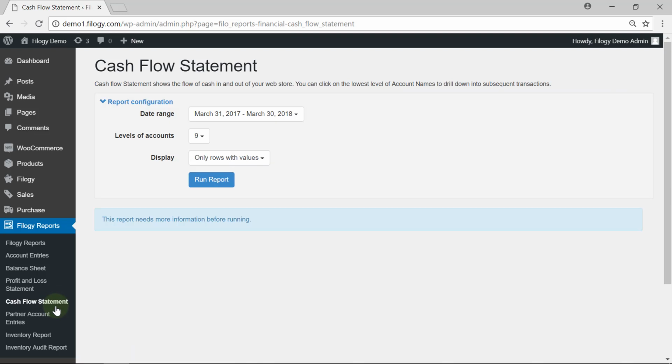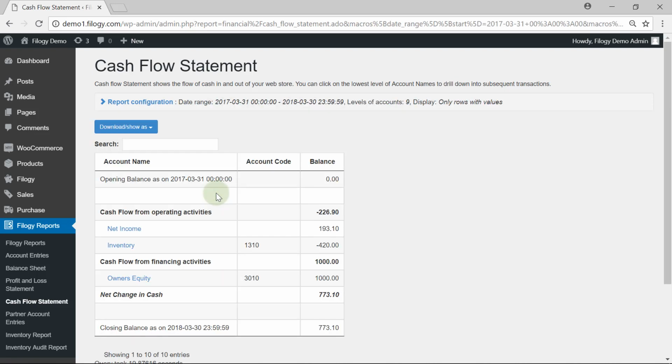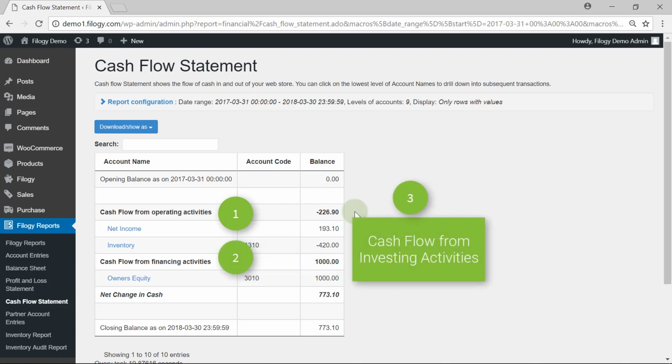Cash flow statement shows the flow of cash in and out of your web store in a given period. You can enter the same parameters as in the previous report, such as the time period. Press the Run Report button. The cash flow statement is displayed. There are three major groups: cash flow from operating, financing, and investing activities.